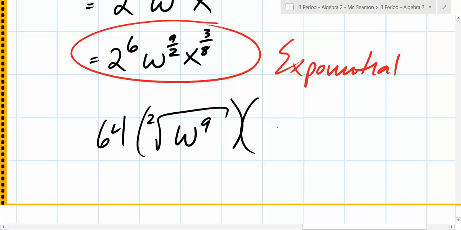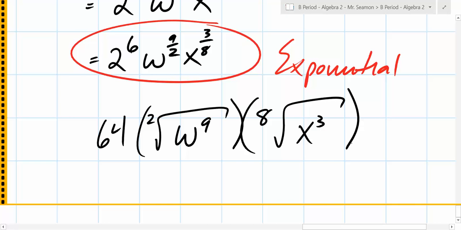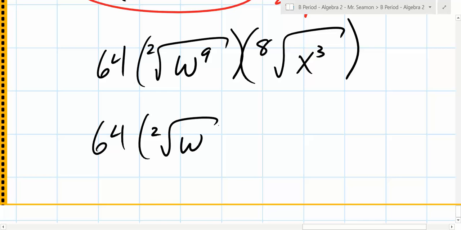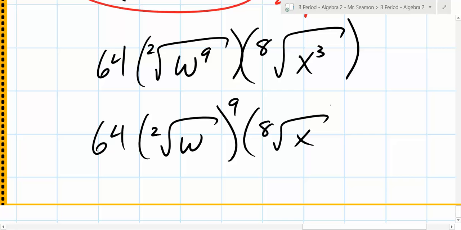So what's the next one going to be? What root? 8th root of... And remember how I told you generally don't want to do the cube first? Or like the making a bigger thing first? It depends on how you want this to look. This is the same thing as 64 times the square root of w all raised to the what power? That's the same thing. You're allowed to do that if you want to. These are the same. Either way is fine.